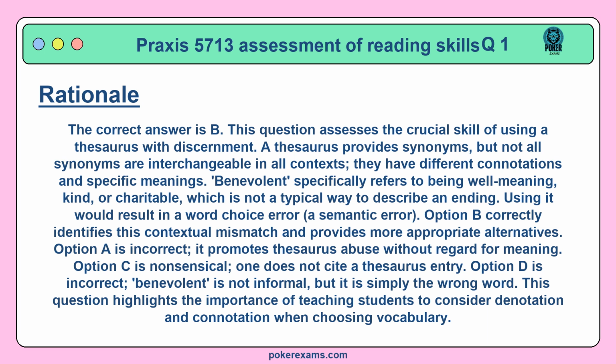Option A is incorrect. It promotes thesaurus abuse without regard for meaning. Option C is nonsensical. One does not cite a thesaurus entry. Option D is incorrect. Benevolent is not informal, but it is simply the wrong word. This question highlights the importance of teaching students to consider denotation and connotation when choosing vocabulary.